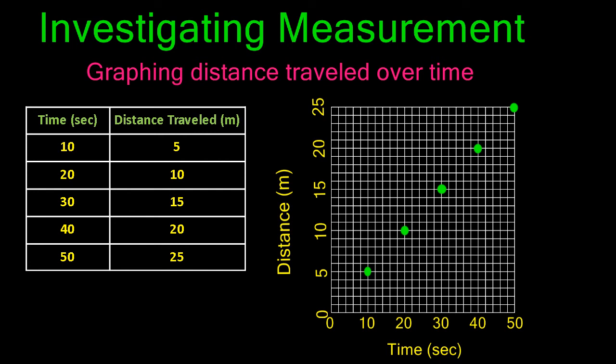We're not quite finished yet. We need to complete our graph by constructing a line through the data points. And this shows the distance that this object has traveled over 50 seconds.